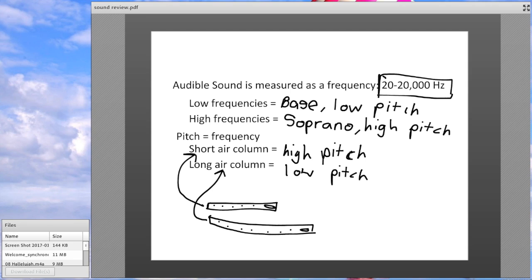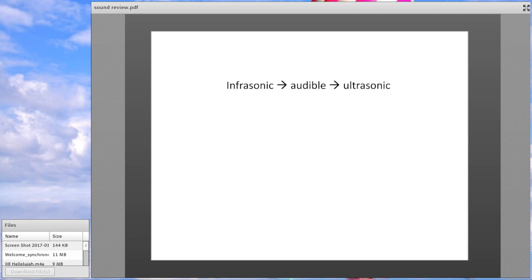So that's kind of the way I like to remember the short air column and the long air column, pitch and frequency thing. Now we can talk about infrasonic, audible, and ultrasonic. Audible, that's that 20 to 20,000 that we were talking about earlier. And then infrasonic is below 20.